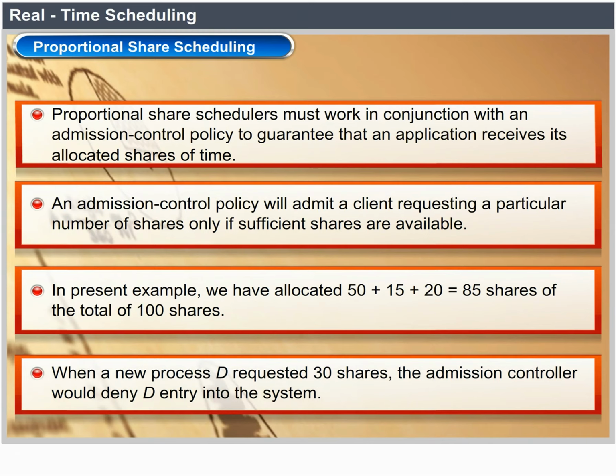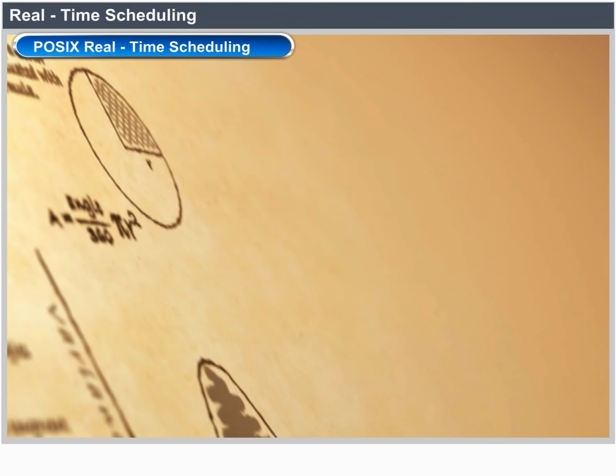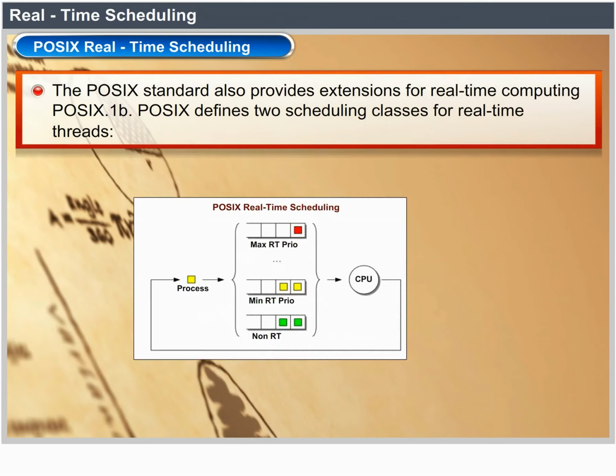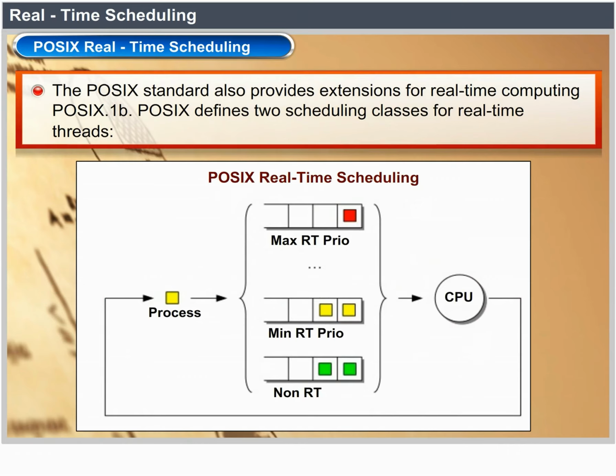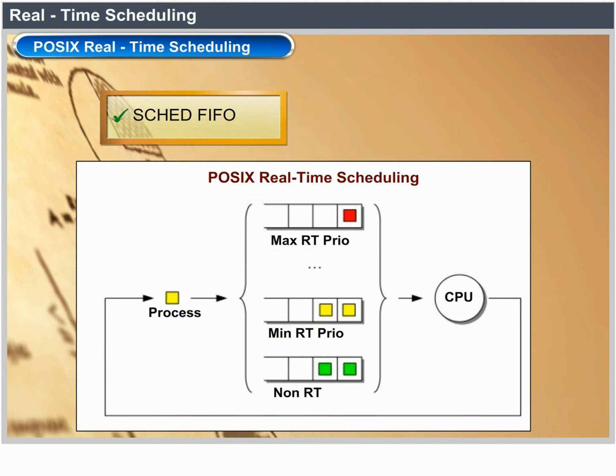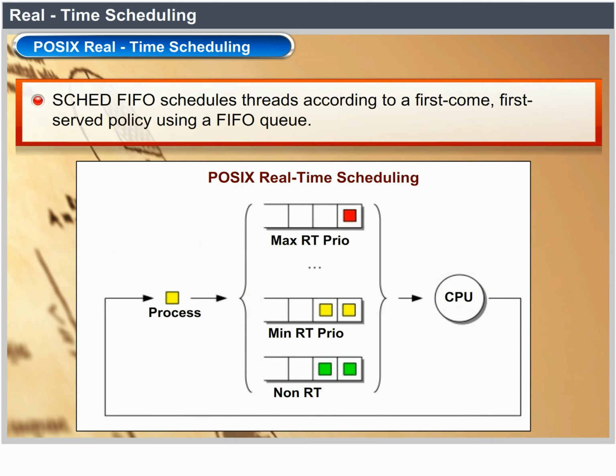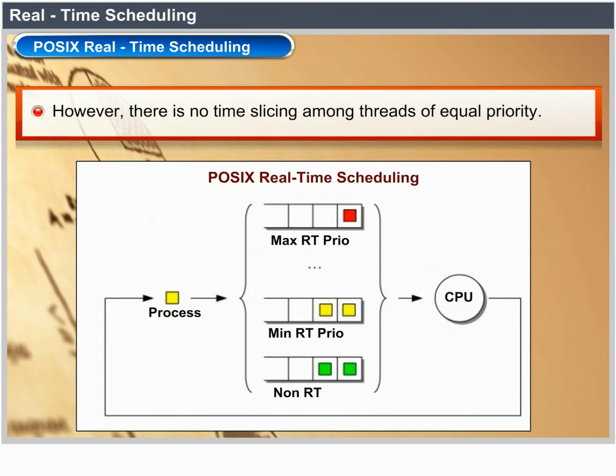POSIX real-time scheduling. The POSIX standard also provides extensions for real-time computing, POSIX.1b. POSIX defines two scheduling classes for real-time threads: SCHED_FIFO and SCHED_RR. SCHED_FIFO schedules threads according to a first-come, first-served policy using a FIFO queue. However, there is no time slicing among threads of equal priority.